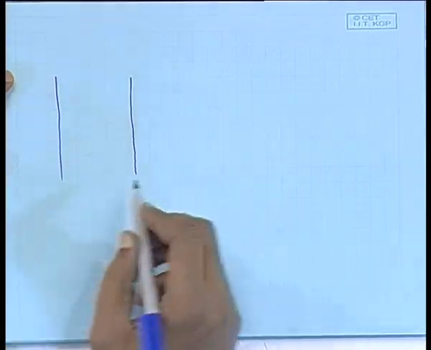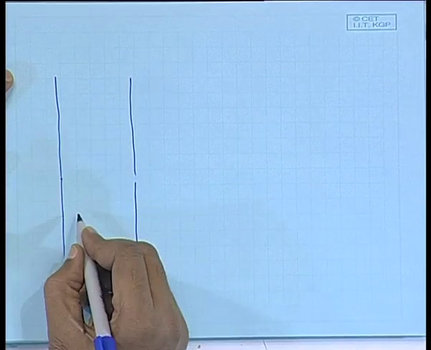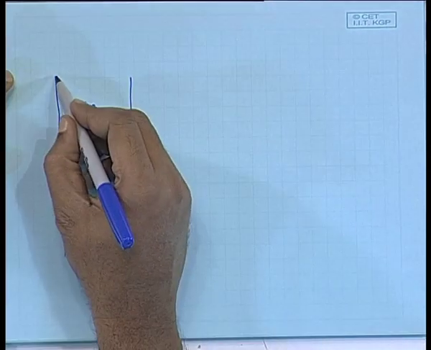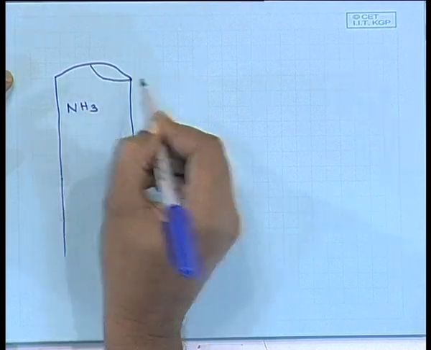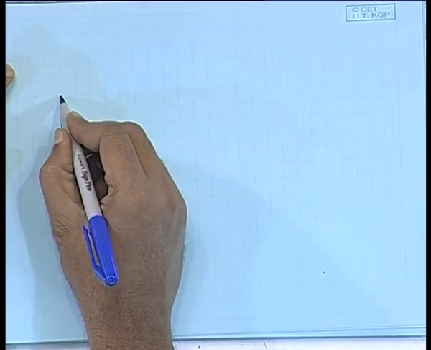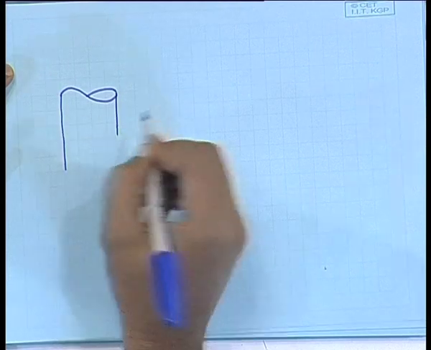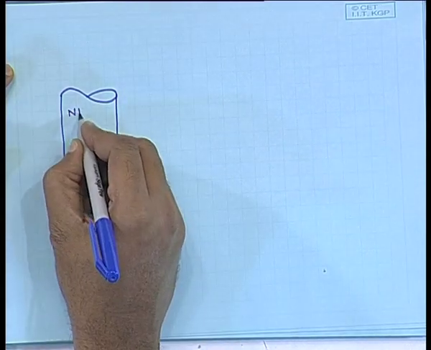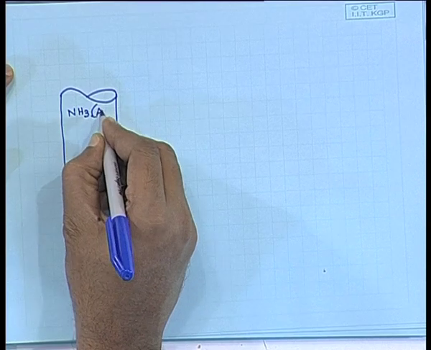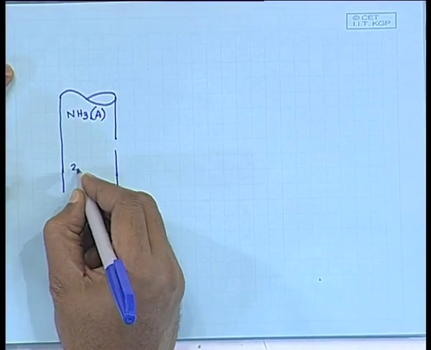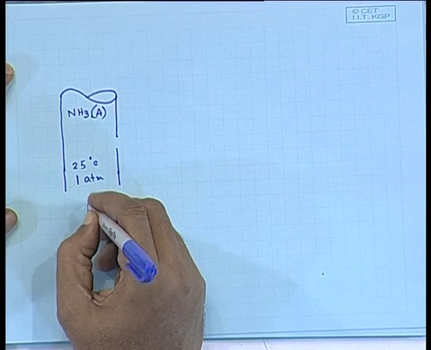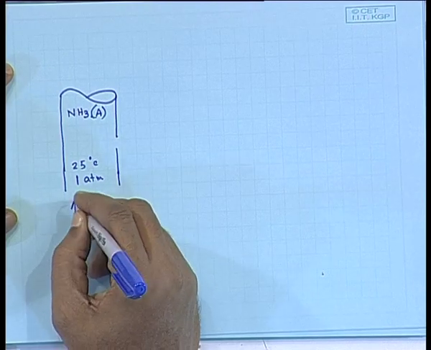So, the situation that we are going to deal with is an ammonia pipeline problem. So, this is ammonia in the pipe and the pressure in the pipeline is about 1 atmosphere. I have NH3, which I am denoting as my component A, present at 25 degree centigrade and at 1 atmosphere. The ammonia is flowing in the pipeline.